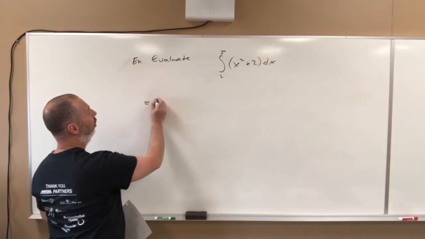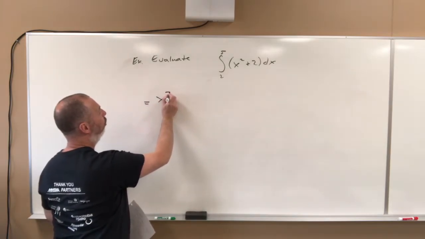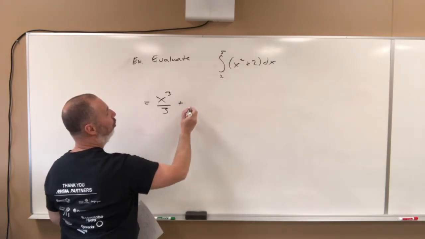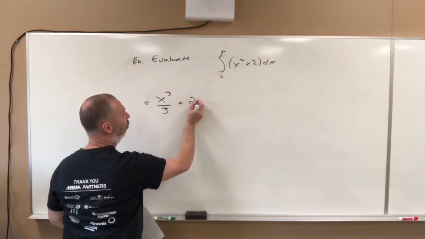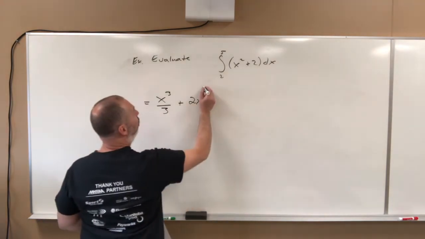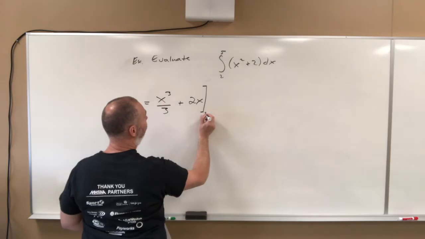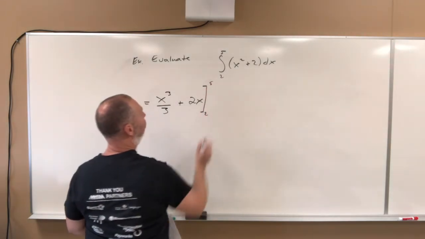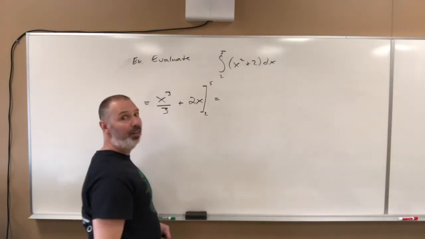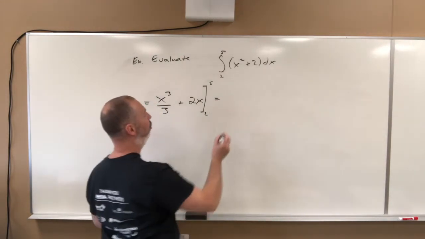The antiderivative says increase that exponent by 1 and divide by that number. And the 2 has an x to the 0, so we're going to increase it by 1 and divide by 1, which we're not going to write. We're going to use this square parentheses to remind us we're not done. We still need to evaluate from 2 to 5. All right, we're going to put the 5 in first, subtract, then put the 2 in.